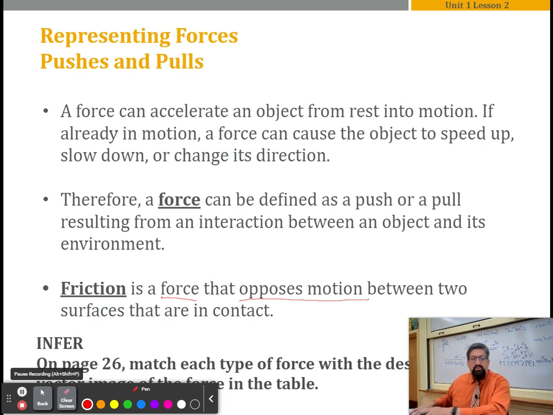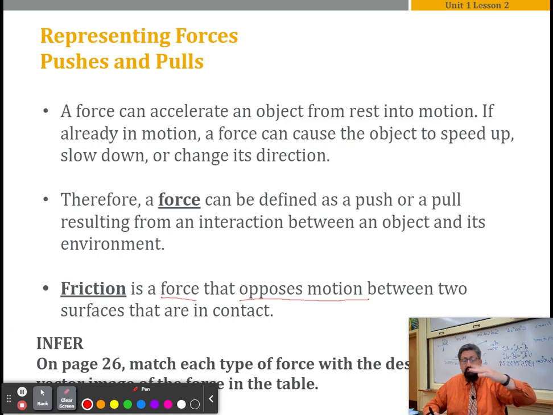If you look at page 26 in your textbook, or at the Explore Explain that you did online, you'll see a description of several different kinds of forces. So gravity is the force between two objects. Usually when we talk about gravity, we're talking about gravity between the Earth and something near the Earth. But it's a field force that exists between two objects, and it's always an attractive force.